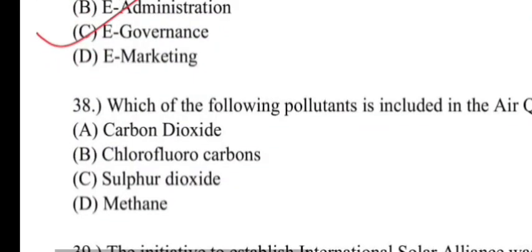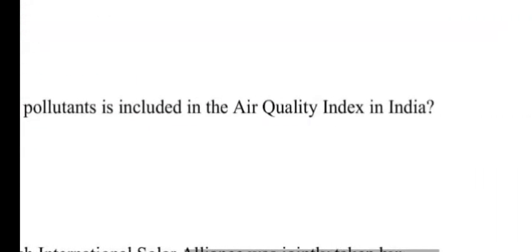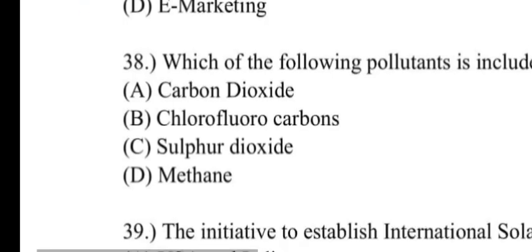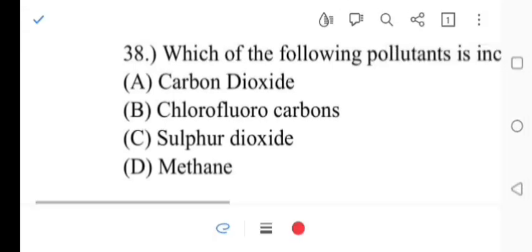38 says, which of the following pollutants is included in the air quality index in India? Carbon dioxide, chlorofluorocarbons, sulfur dioxide, methane. 38, it will be sulfur dioxide.